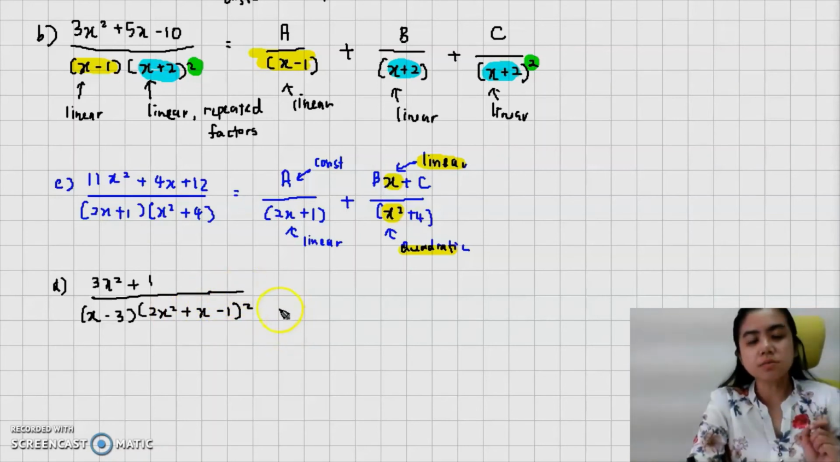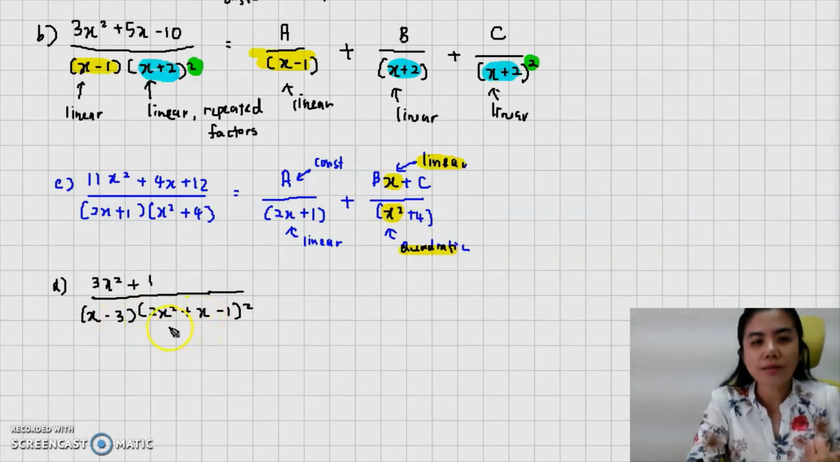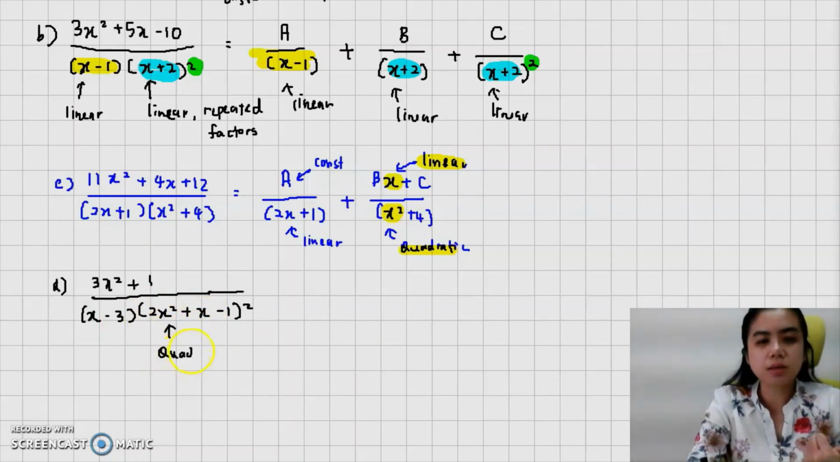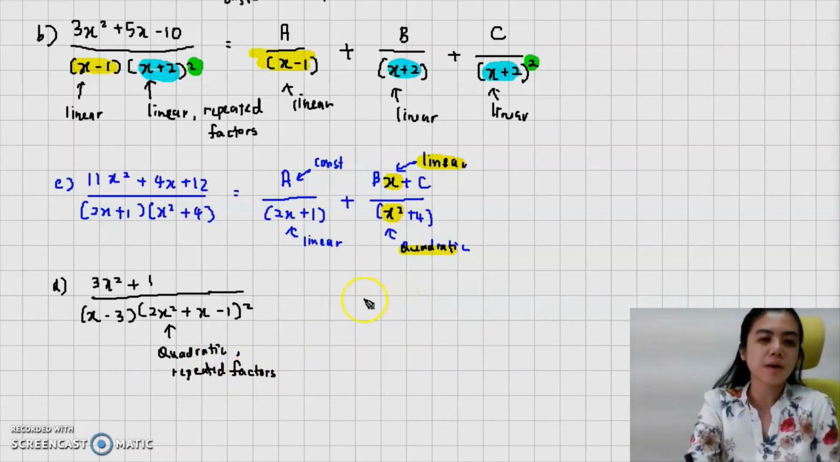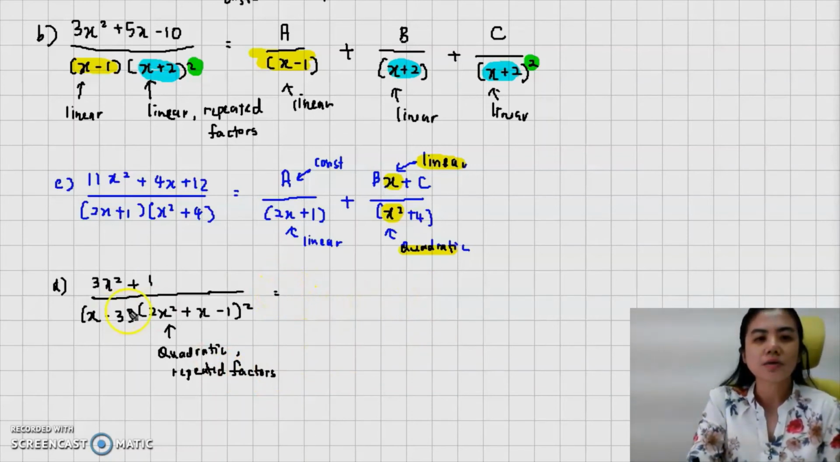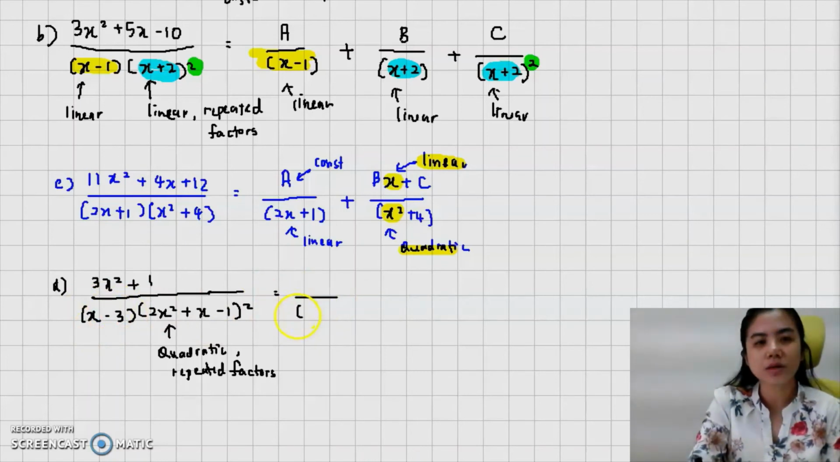Alright, same thing. What we have here is different factors. One is linear, another one is quadratic, but this quadratic has been repeated twice. So this is repeated. We are having repeated factors in here. Same thing, I would write this one as one denominator, and I would write this one as another denominator.